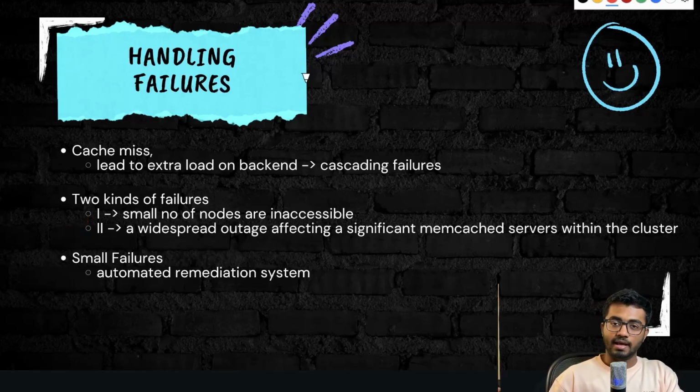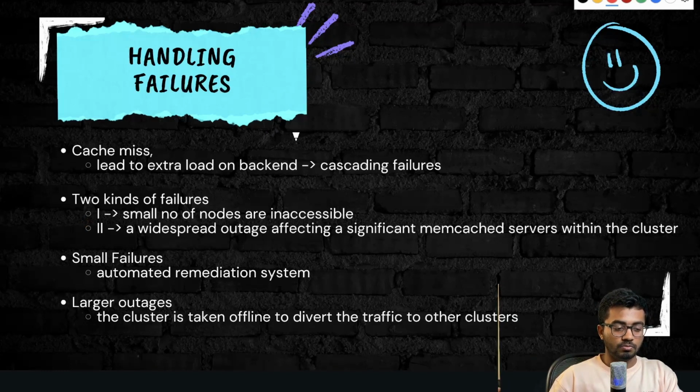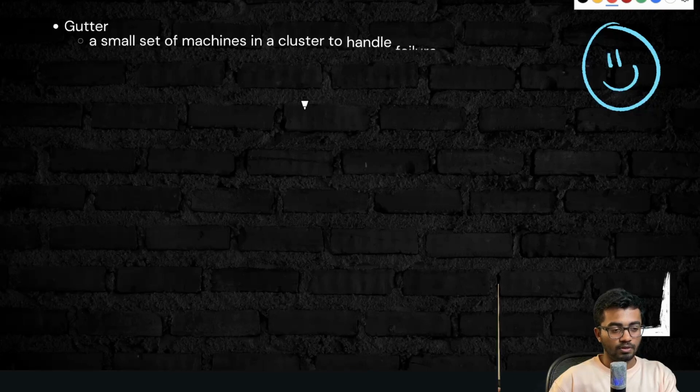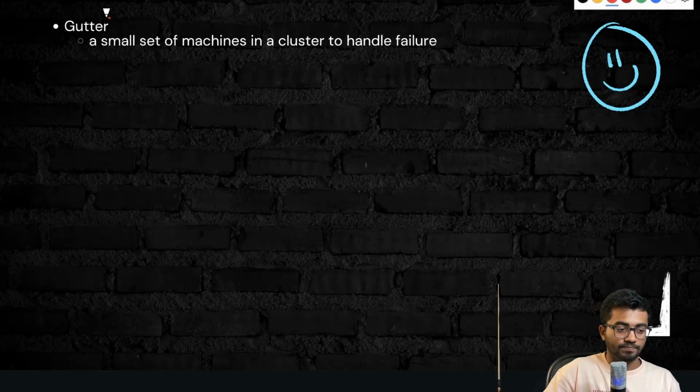For smaller failures, we can have an automatic remediation system, that is, it'll be taken care of automatically. And for the larger outages, the cluster is taken offline and the traffic is diverted to other clusters. In that case, it will be helpful because the cache has failed, and we are diverting the whole traffic to another cache, so it will not impact the load on the database or the backend service. There's a very interesting thing in Gutter as well. There is this Gutter, a small set of machines in a cluster responsible for handling the failures.